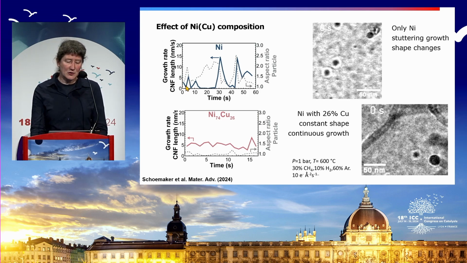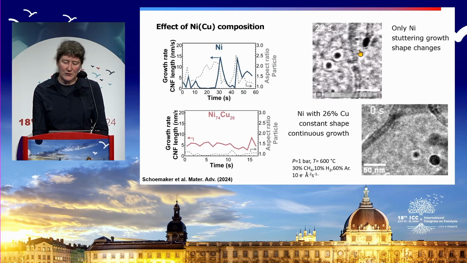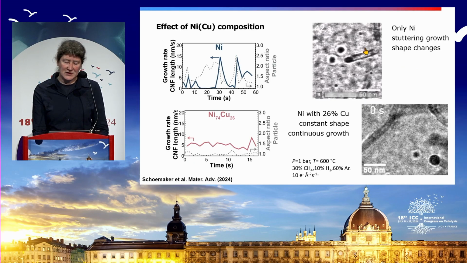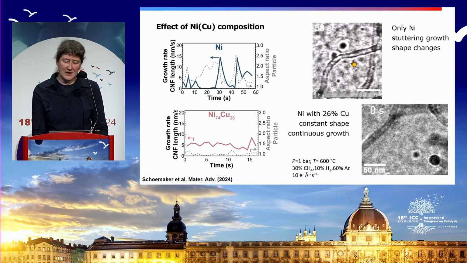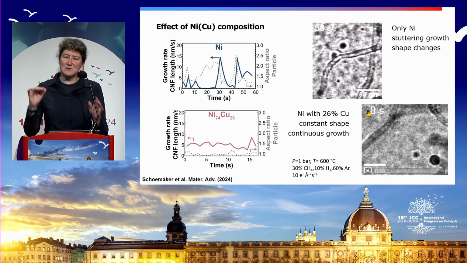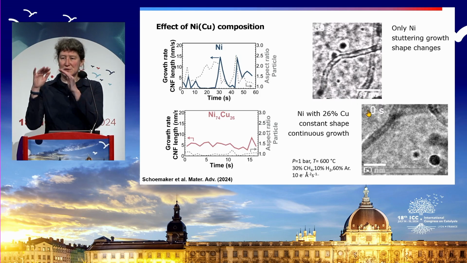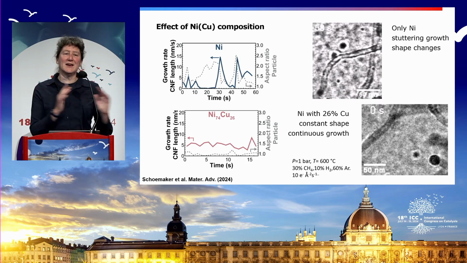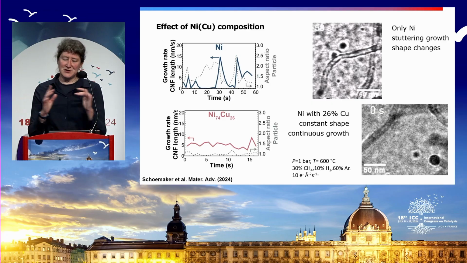So with only nickel, we have a growth rate which actually goes all over the place. So it's not growing, and it's growing very fast, and it's not growing, and it's growing very fast. That's what you see here. It's what we call stuttering growth. So you see it escapes, it does something, and then it stops again. And it escapes, and it does something. And so this is really a continuous dynamic process of partial encapsulation and escape, and partial encapsulation and escape of the particle.